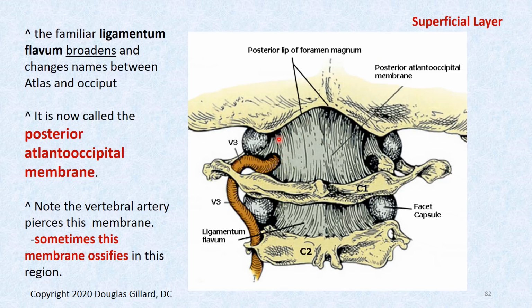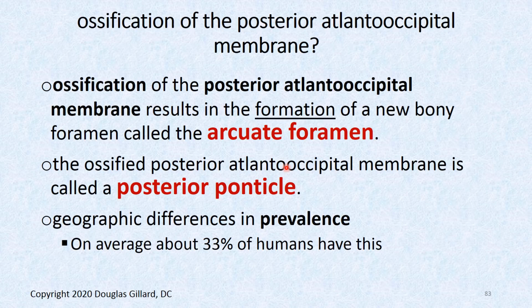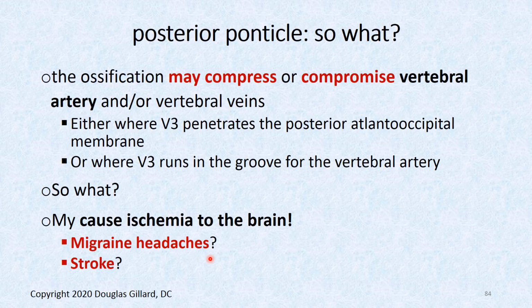Right? So remember, this calcifies in some people as a posterior ponticle. I think we'll look at that in a minute. Oh, here it is right here. Ossification of the posterior atlanto-occipital membrane. Yeah, so as I've already explained, you can get a new hole by that calcifying. That's called the arcuate foramen. And that sheet of bone over the top is called the posterior ponticle. It's very common. On average, 33% of all humans have one of these at least. You can have them on both sides or on one side. Who cares about it? It's usually considered asymptomatic, just an incidental finding. There's no contraindication with manipulation these days.